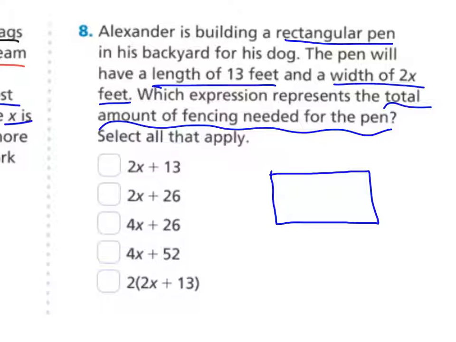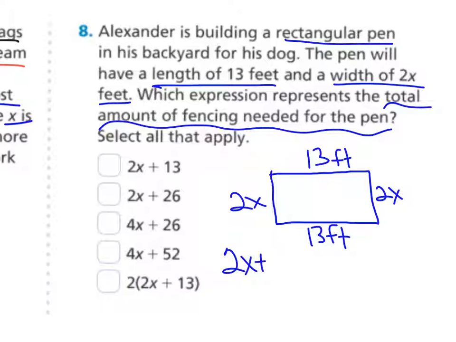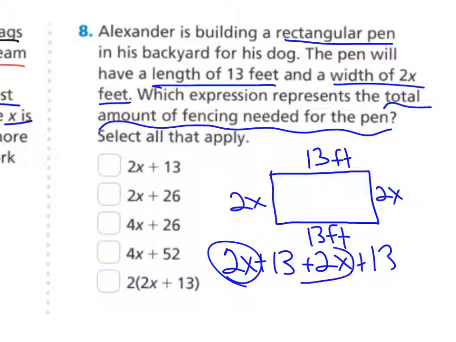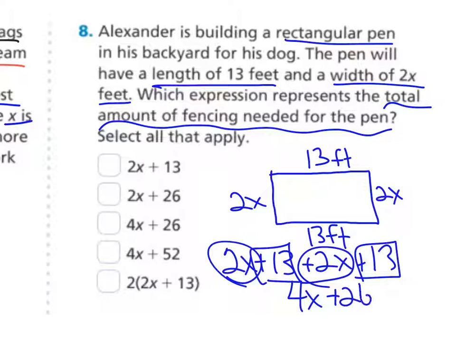So if we draw this out on our picture, length is 13 feet. Length generally would be the bigger dimension, and the width is 2x. So total amount of fencing needed. So actually there are a couple of answers that would work here. One option you might think of just adding the sides, so 2x plus 13, 2x plus 13. And then you can combine your x's together. You can combine your 13s together. That'd be 4x plus 26, which would be the third option.